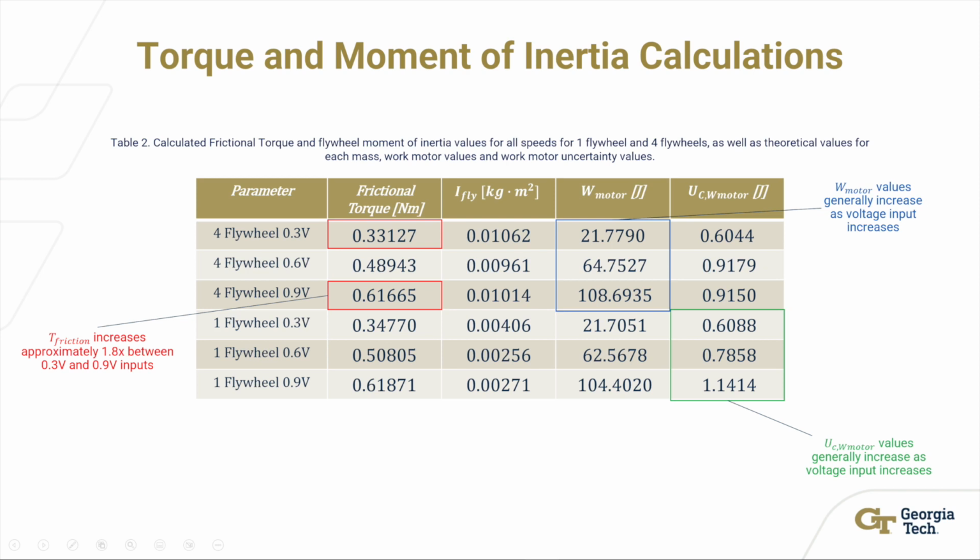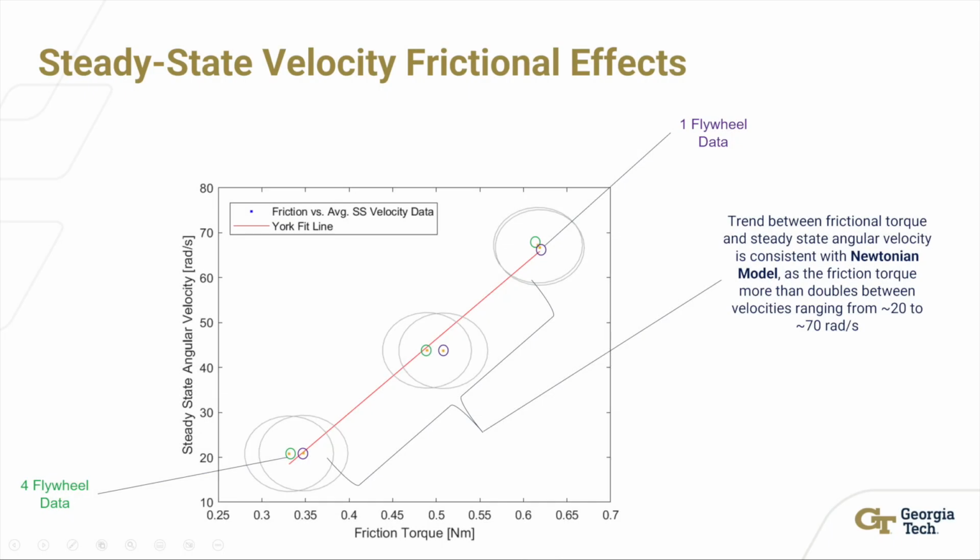The motor work and uncertainty values all increase as voltage input increases. This is expected as the torque is increased for a faster angular velocity. This plot shows how the steady-state velocity affects frictional torque for the 1 and 4 flywheel cases. Torque friction can be modeled using the Newtonian model, as these values more than double between low and high speeds.